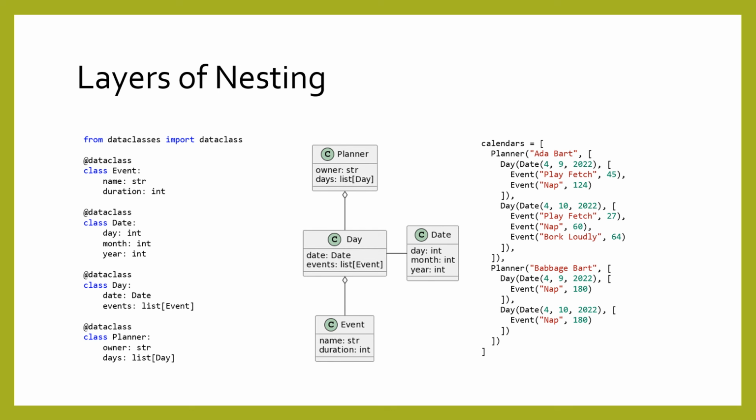As previously mentioned, there are no limits to how much nesting can happen. Here we see a planner data class that has a list of day data classes inside. That day class has not only a date data class in one of its fields, but it also has a list of event data class instances. On the right-hand side, we have a list of planner instances making a very large example data structure.